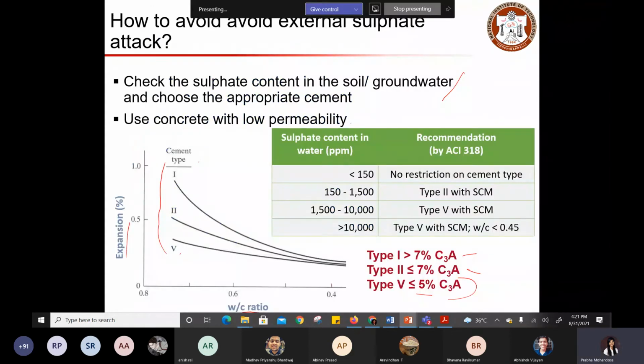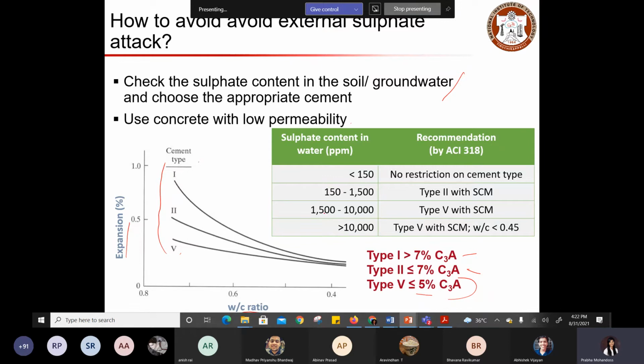So how to avoid such external sulfates? You can use different cements which have less C3A content. First, check the sulfate content in the soil, groundwater, or whichever could be the source of external sulfate, and choose the appropriate cement. Then you have to use concrete with low permeability. The common solution to design a concrete for meeting durability is that your concrete has to be as less permeable as possible. So design a concrete with low permeability so you can obtain a more durable concrete.